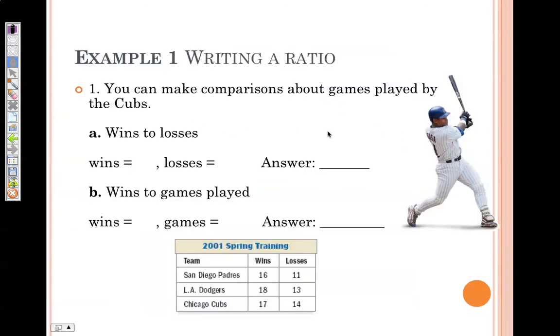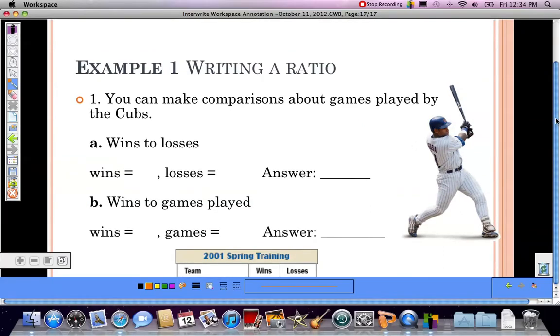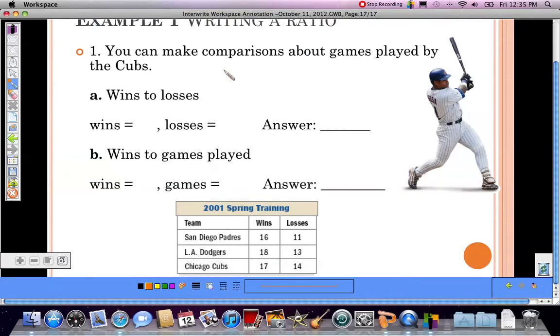All right, let's try an example with writing a ratio. We're going to look at the 2001 spring training, and for this particular example, we're going to be looking at the Chicago Cubs and their wins and losses. We're going to make comparisons or ratios about the games played. Let's first write a ratio of wins to losses for the Chicago Bears. There were 17 wins, you can see from our chart here, and there were 14 losses.